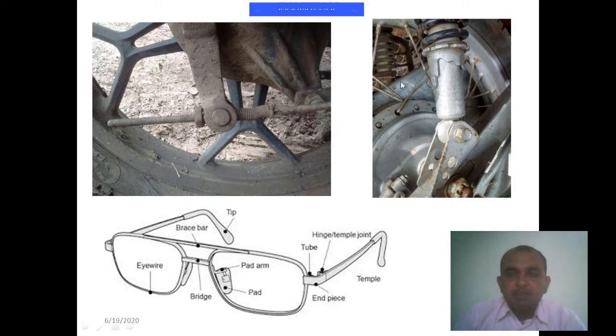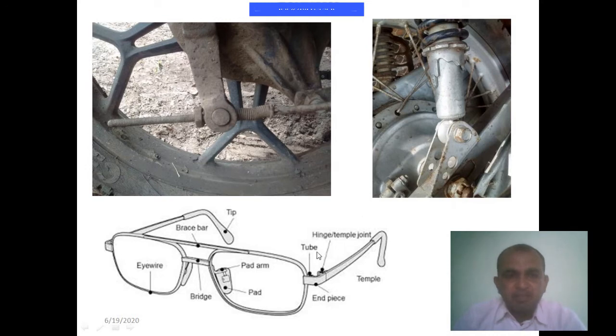Then the mounting of the shock absorbers for the two wheelers as well as the four wheelers. By using the knuckle joints, the mounting is present for the shock absorbers. This bottom surface is called the fork of the joint. The end of the shock absorber is called the eye of the shock absorber, and this bolt is called the pin of the knuckle joint.